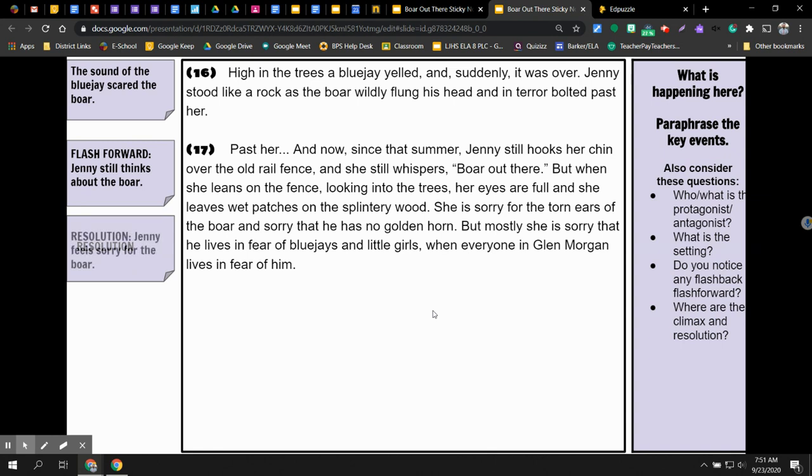And then the resolution, what is it she learned? How did she change? Well, now she just feels sorry for the boar. No longer does she hold the boar up on a pedestal where she thinks it's this magical creature that is so wonderful and she can't wait to see it. She feels sorry for the boar. She realizes that sometimes your imagination kind of gets the best of you and things aren't always as they might have seemed. So that would be the way to go about the purple sticky notes.